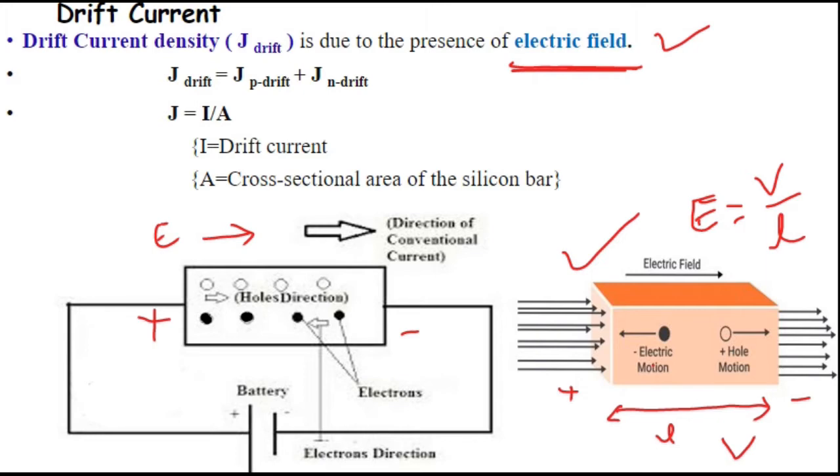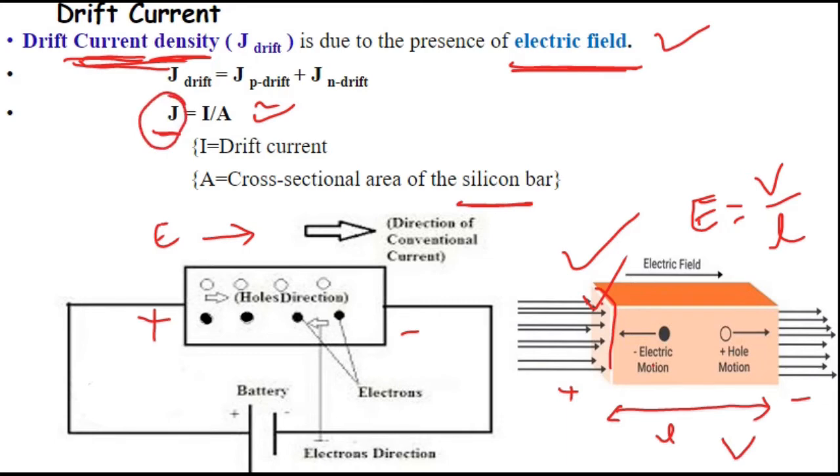Now the current, that is the drift current, we will calculate in terms of current density. Now what is current density? Current density is represented by J, which will be equal to the total current divided by the cross-sectional area of the silicon bar. Here this is the cross-sectional area of the silicon bar. So the total current crossing the cross-sectional area divided by this cross-sectional area will give us the current density.